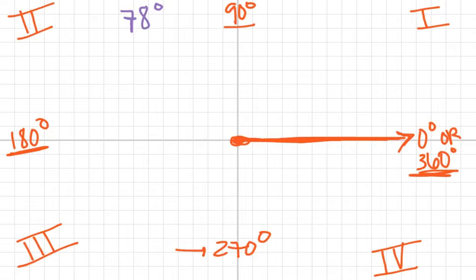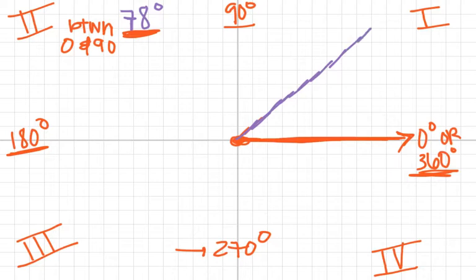So 78 falls between which two numbers? That is between 0 and 90, right? So I'm just going to abbreviate, it's between 0 and 90. So we can even sketch our 78 degree angle here. All right, and this is from 0, right? And we're going in that direction. We're going in the positive direction. So this will be what we can call 78 degrees.